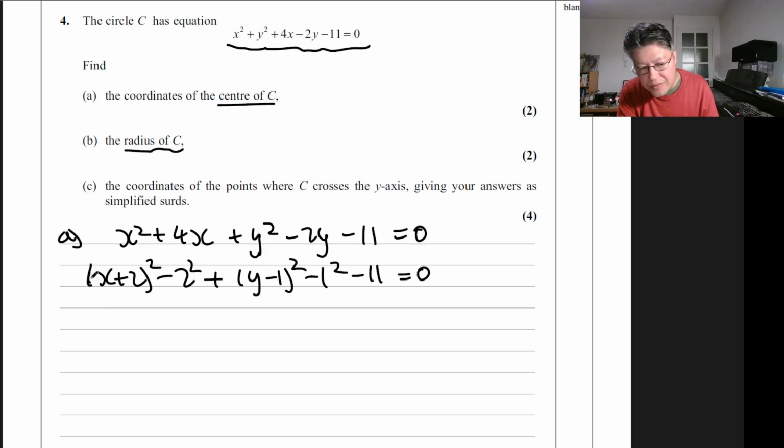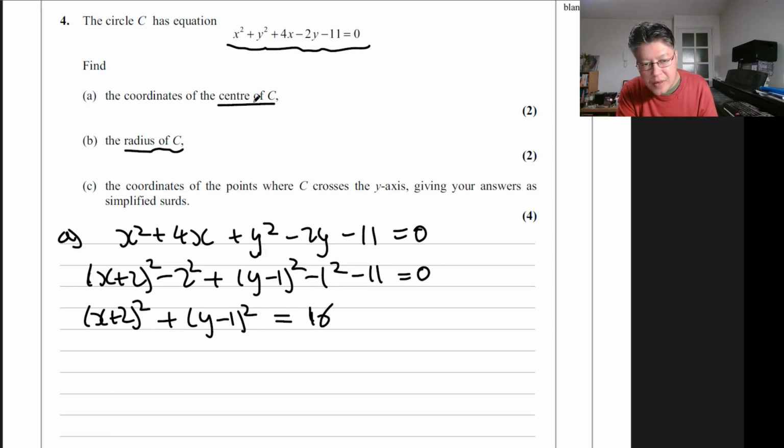And now we can simplify this. So we have (x plus 2) all squared plus, and then we'll do the y bit over there, (y minus 1) squared equals. Now here we have a 4 and a 1, that's 5, and an 11 is 16. So that's minus 16. We'll move that over to give us plus 16 on the right.